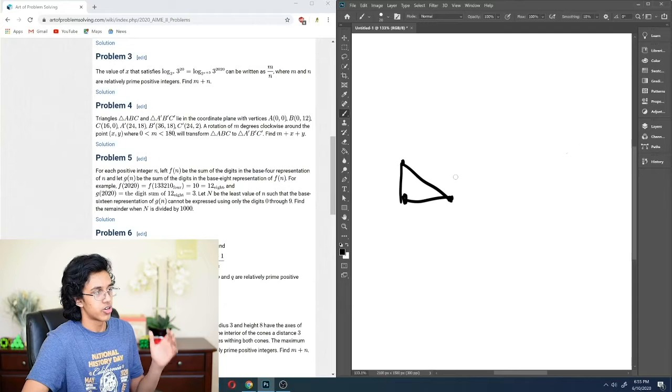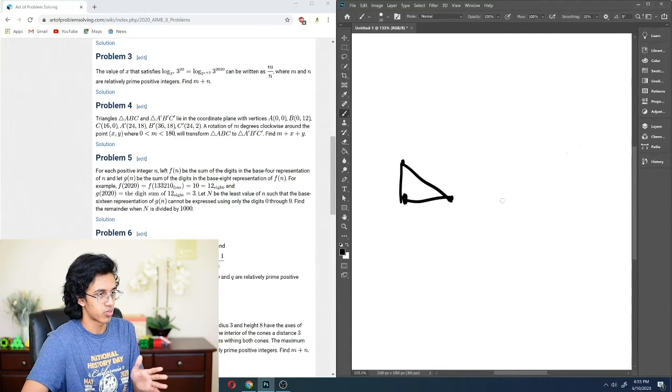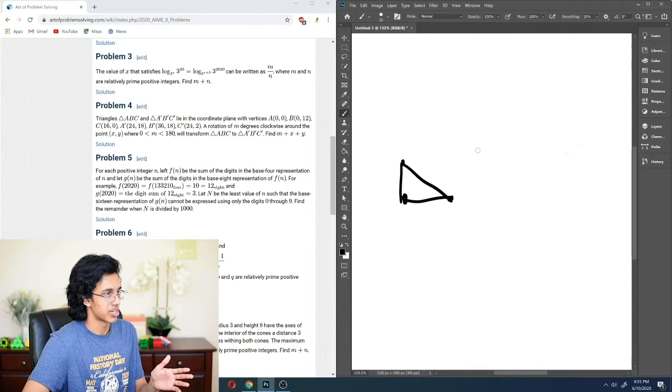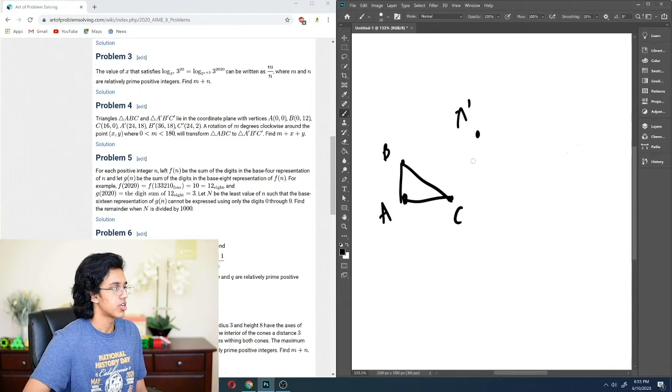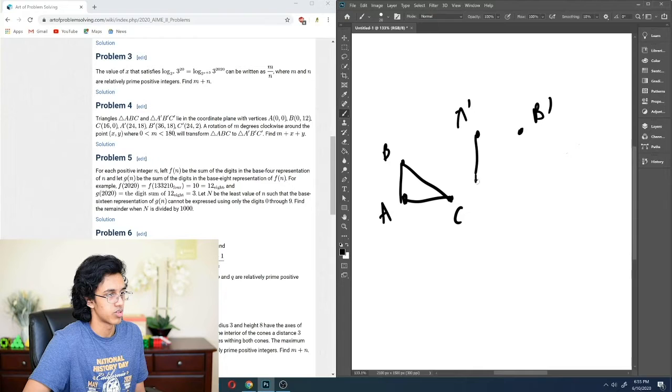Okay. And then your A prime, B prime, C prime is your other triangle. So A prime is going to be (24, 18), which is like somewhere around here. So that's your A prime. Wait, let's label this. And then your B prime is going to be somewhere over here, and then your C prime is going to be somewhere over there.